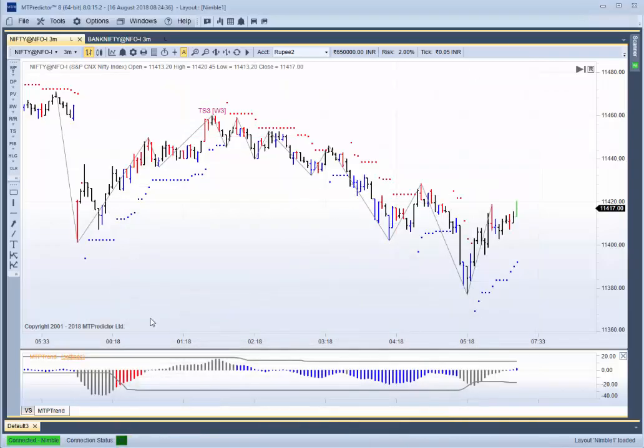Right, let's move over and have a look at the Nifty that unfolded today, which is August the 16th. In particular, I'd like to look at this TS3 W3 sell setup here. You can see on initial view, this is actually on a black MTP trend, therefore indicates the market is in the process of making a reversal, so would be a good potential setup to take.